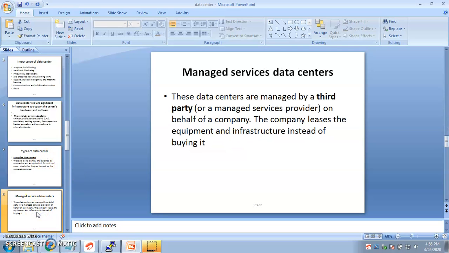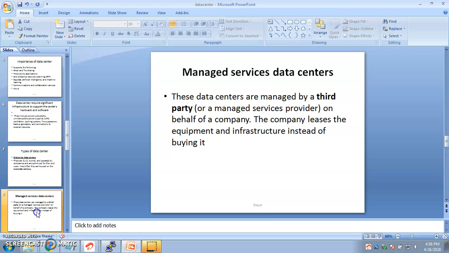Next one, managed services data centers. These data centers are managed by a third party on behalf of a company. The company leases the equipment and infrastructure instead of buying it. Basically, it's outsourced, you can say.